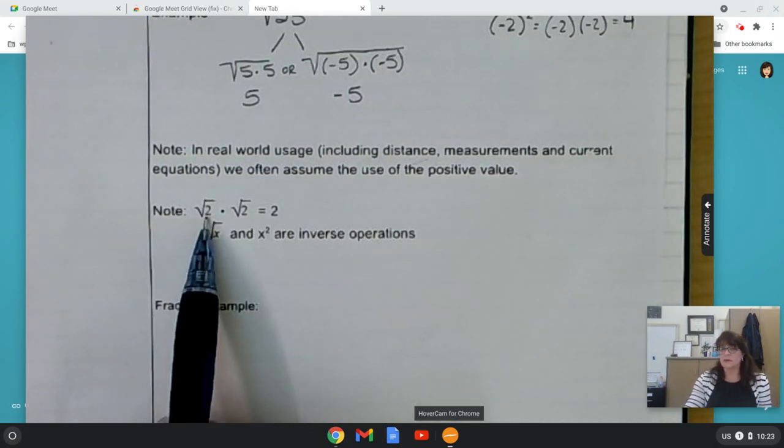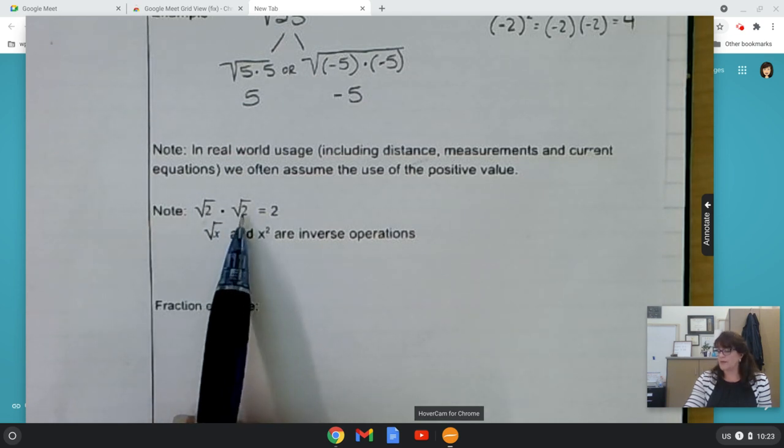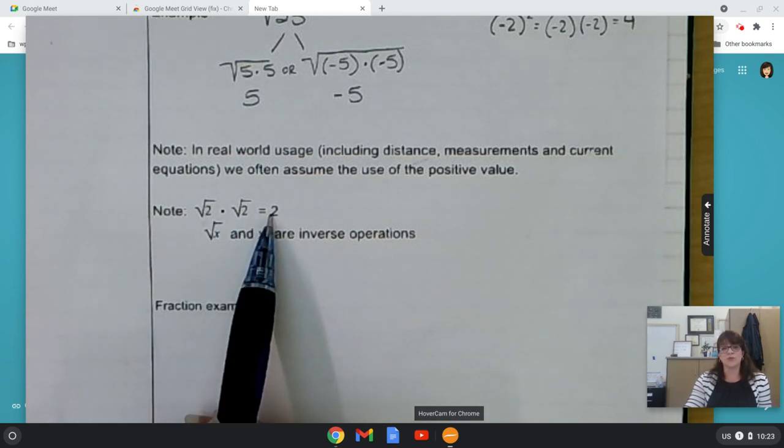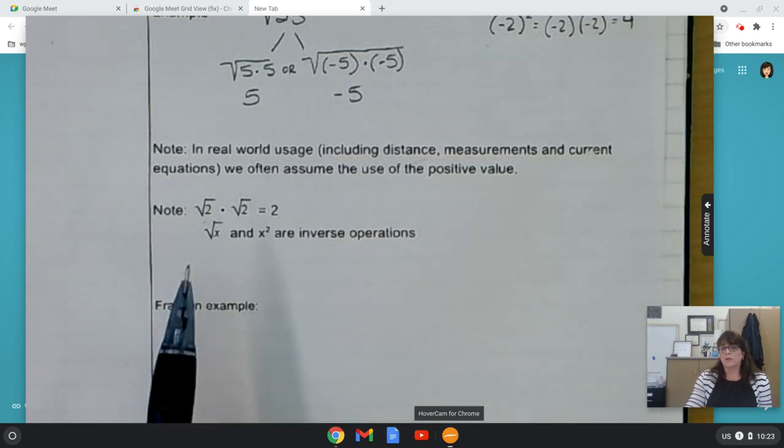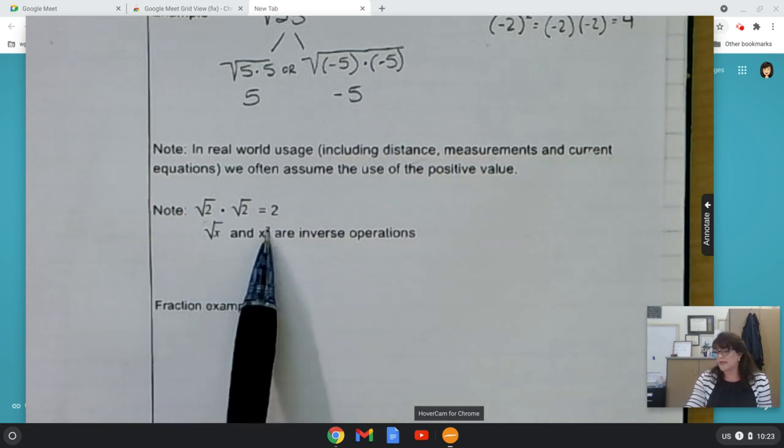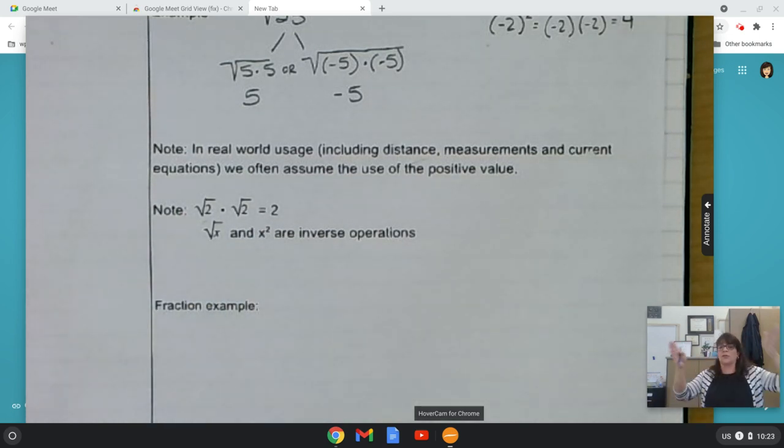Notice that the square root of 2 times the square root of 2 equals 2, because the square root of x and x squared are inverse operations.